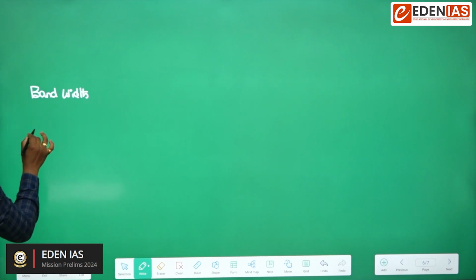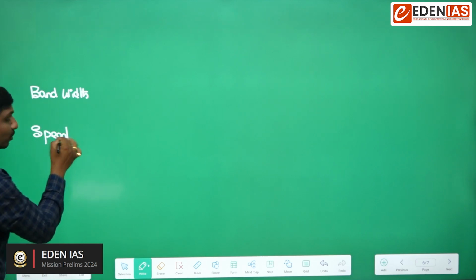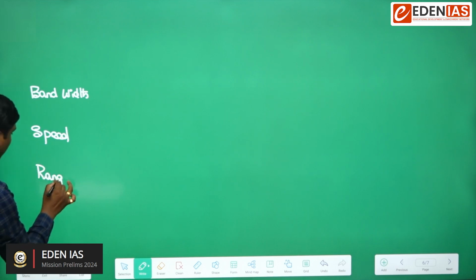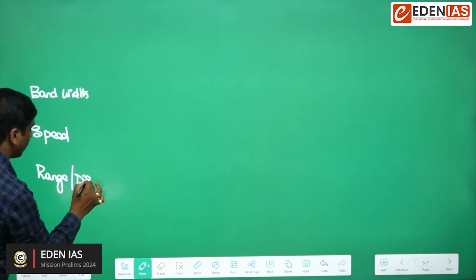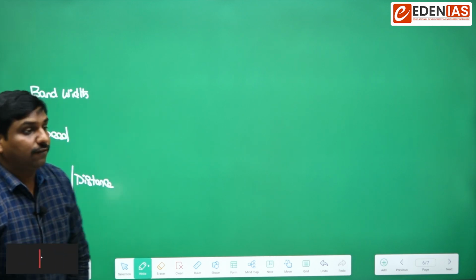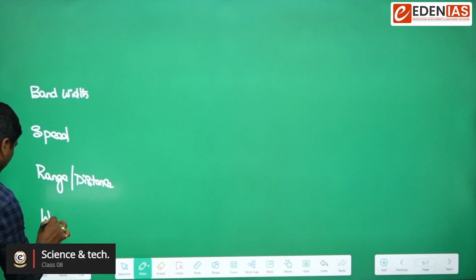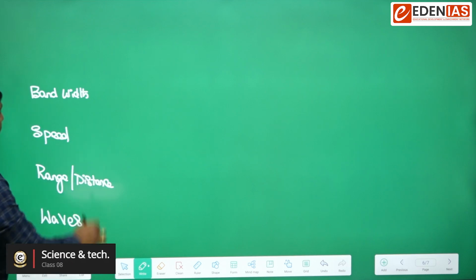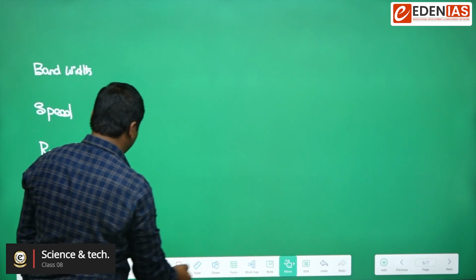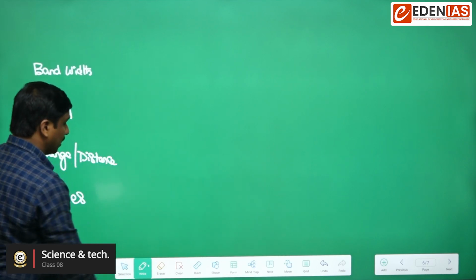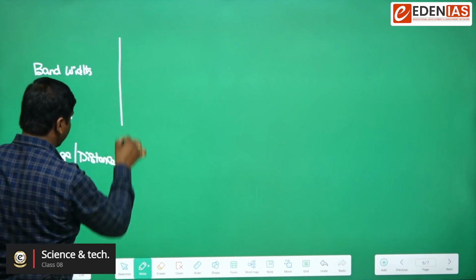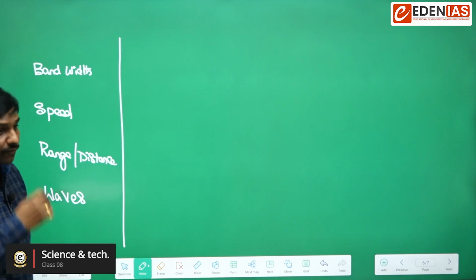Next, you have to understand the speed of the transmission, then the range or distance of transmission, and then what kind of waves will be used. These are the important topics that you will have to understand when we discuss each wireless transmission.